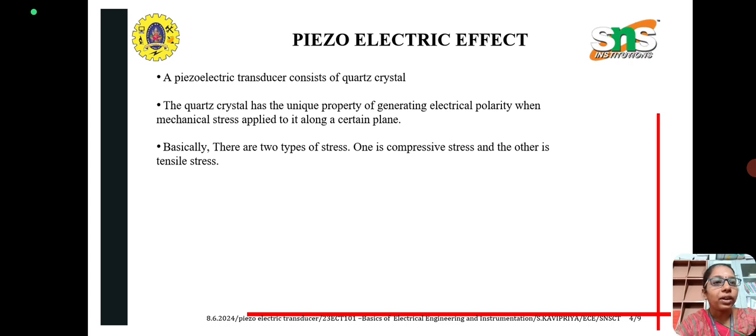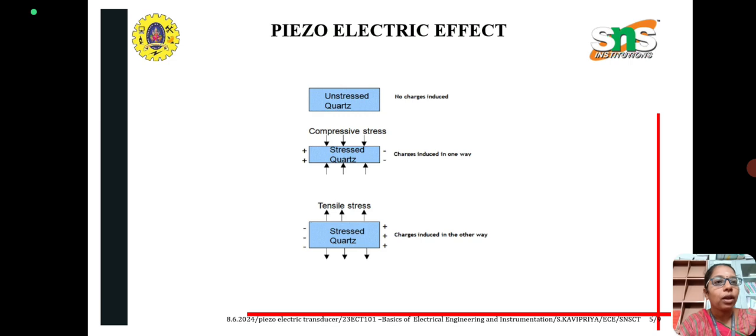A piezoelectric transducer consists of a quartz crystal. The quartz crystal has a unique property of generating electric polarity when a mechanical stress is applied on it along a certain plane. Basically there are two types of stress: one is compressive stress and the other is tensile stress. The diagram indicates the stress applied on the piezoelectric material.